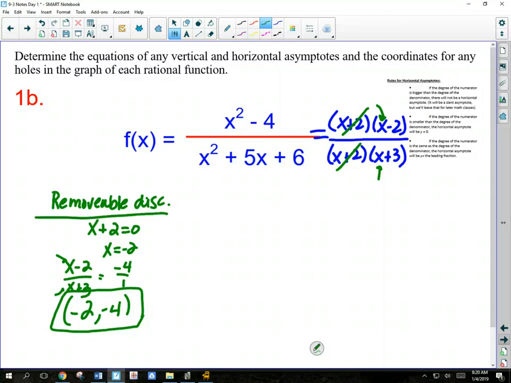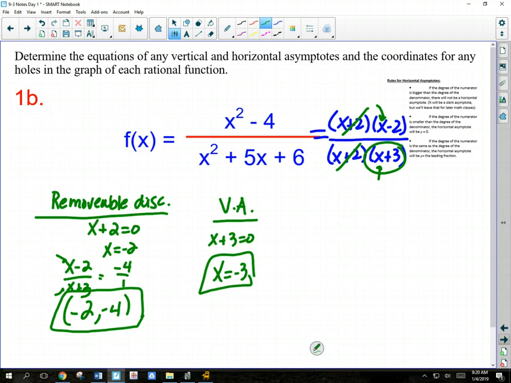All right, vertical asymptote. Again, vertical asymptotes come from the remainders, or the factors that remain in the denominator after you simplify. So this remains in the denominator. I will set that equal to 0. And of course, I would get x equals negative 3.